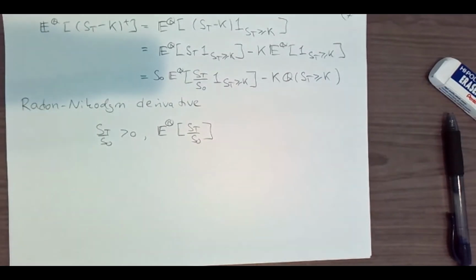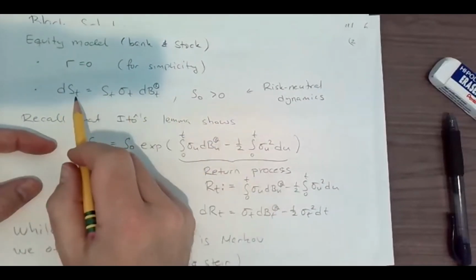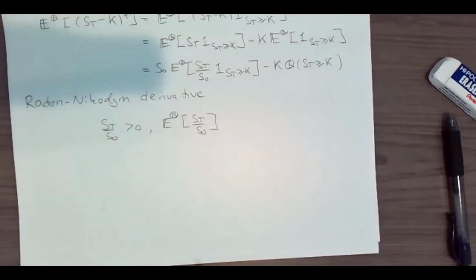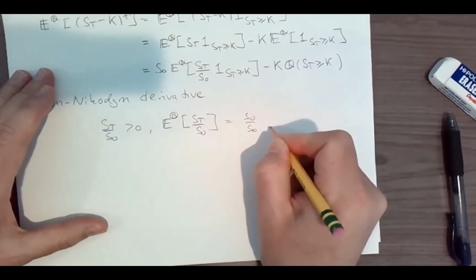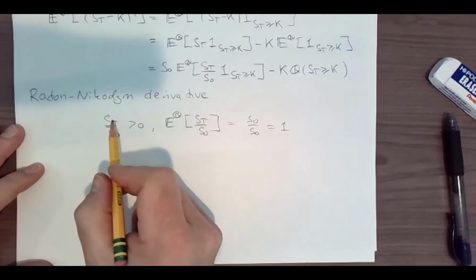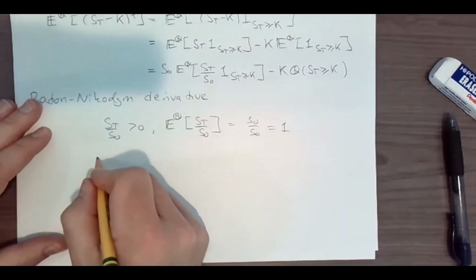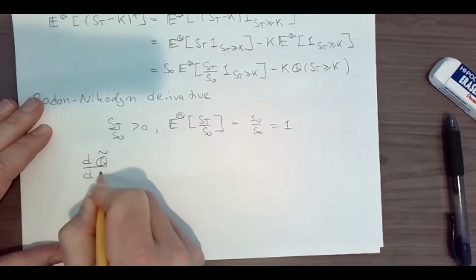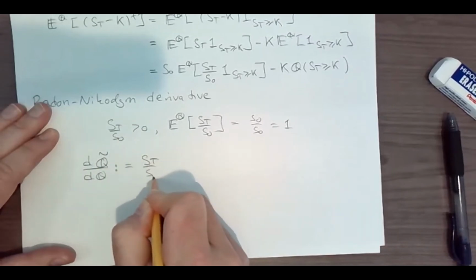Well, remember the interest rate is 0, so this object S is a martingale. Those are the risk-neutral dynamics. So it's a martingale, and what I'll get here is S_0 over S_0, which is 1. So I have a valid change of measure. This is a random variable that is positive and has expectation 1. So I can define a new measure, let's call it Q tilde. dQ tilde over dQ, we're going to define to be simply S_T over S_0.